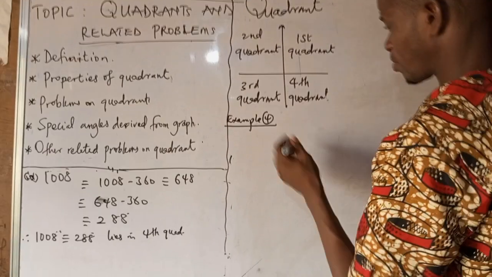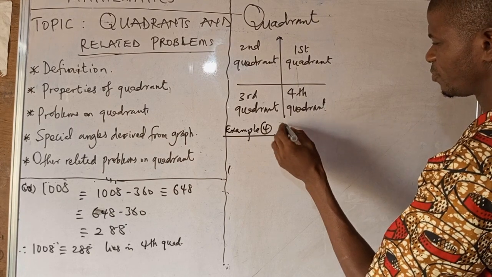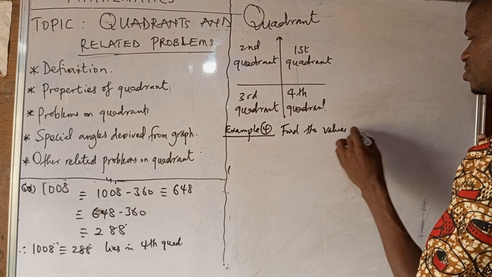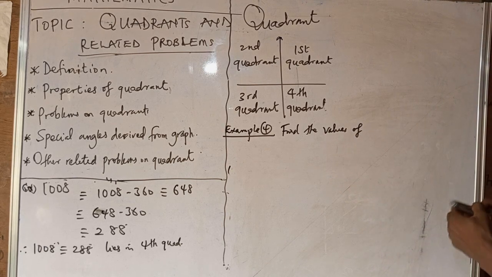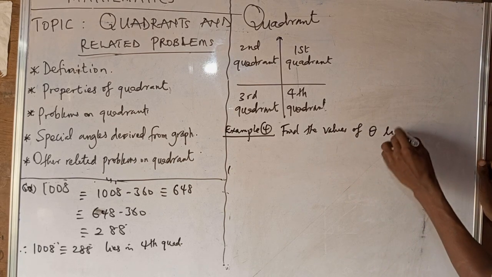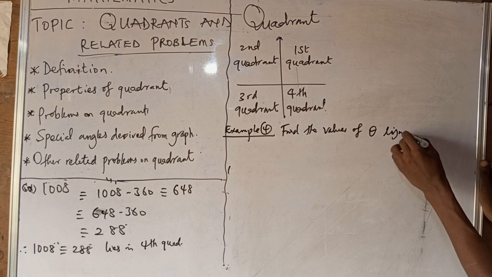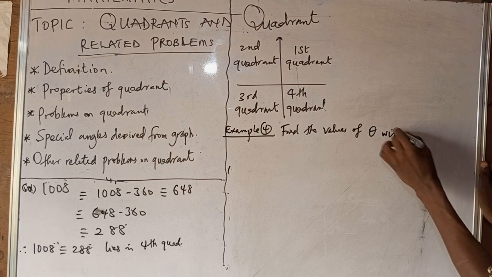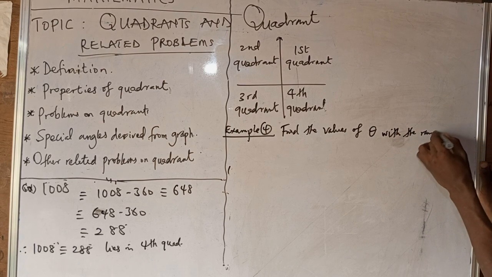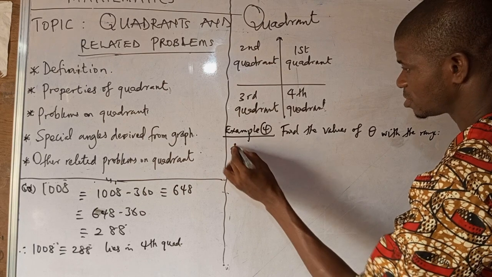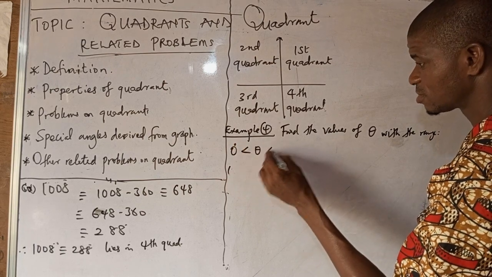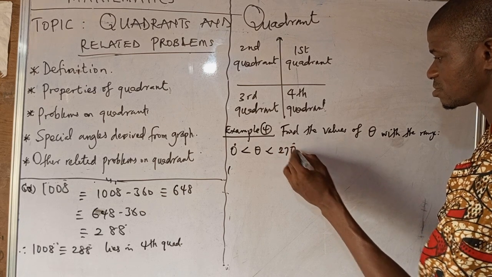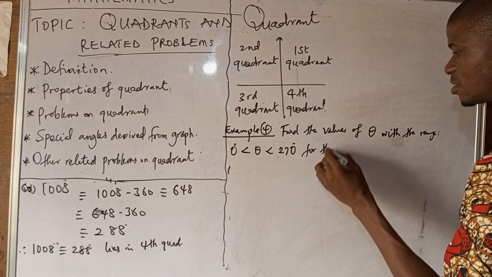Example 4. Find the values of theta lying within the range 0 degrees less than theta, theta less than, let's start with 270 degrees, for the following.